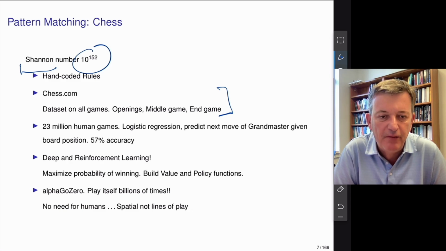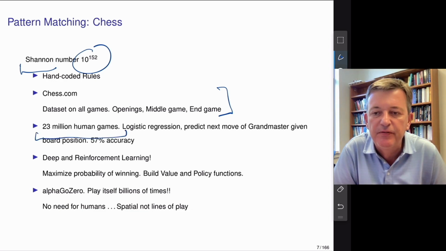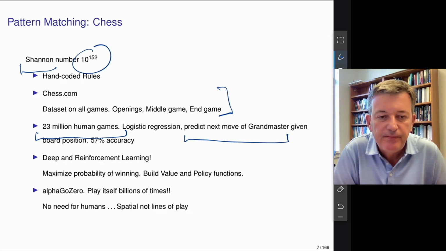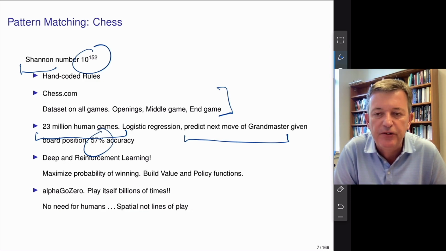Now, one of the first original algorithms took 23 million human games of highly rated players like masters and grandmasters, and basically just ran a logistic regression, something we've already covered, and tried to predict the next move a grandmaster would make on a chessboard. What's interesting is that with a simple logistic regression, with some hand-coded factors or hand-coded rules, things you think might make a difference, like take pieces if you can, take free pieces, take loose pieces, checkmate if you can checkmate in one move.